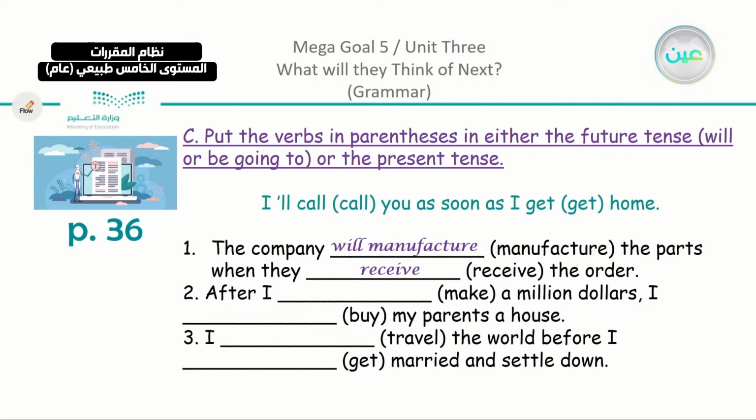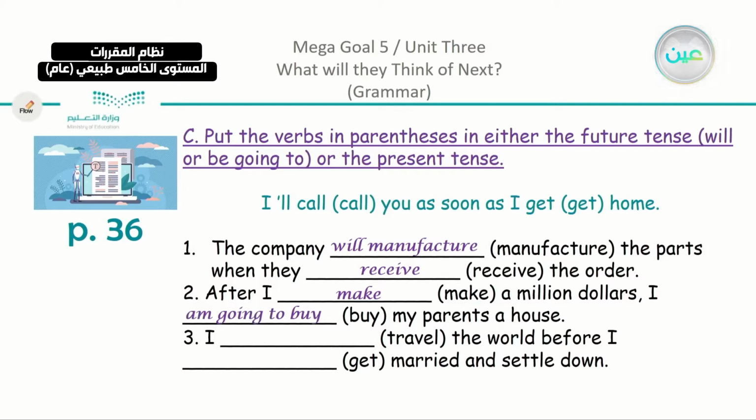After I make $1 million, I buy my parents a house. So which one comes first? Do you make $1 million and then buy your parents a house? Or do you buy the house and then make $1 million? When you understand the order, you will understand how to apply your structure. So we have here, after I make, it doesn't change because this is the first. Then in the future, inshallah, I will buy my parents a house.